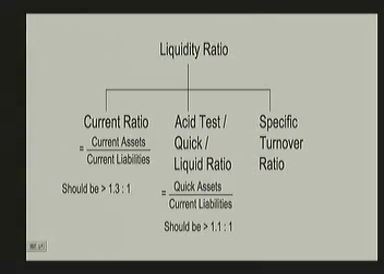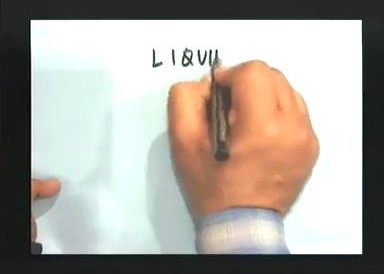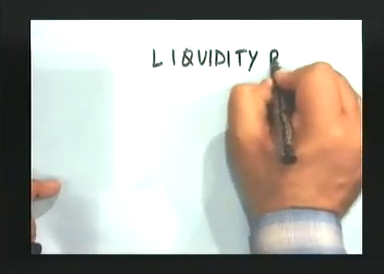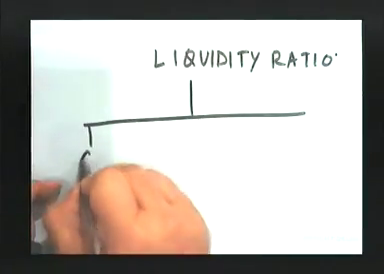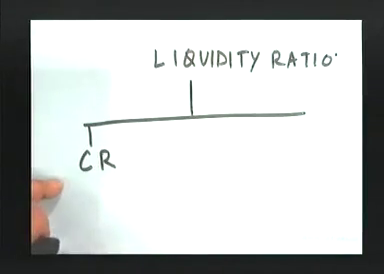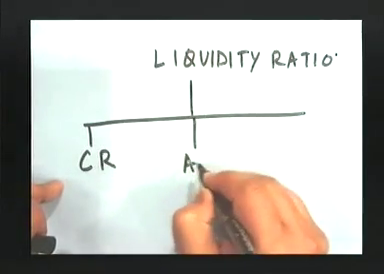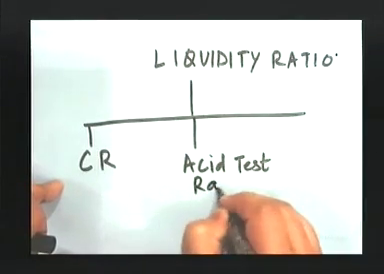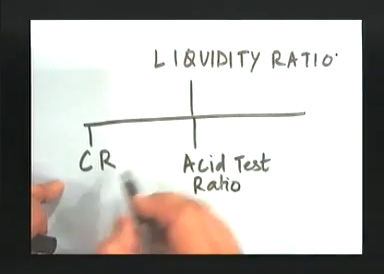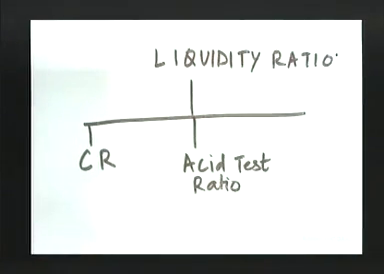For those of you who are not able to see, I will write it here, so do not worry. This is under liquidity ratio. Here you have current ratio, we call this as CR, and here you have acid test ratio. So, these are the two main things, current ratio and acid test. They are also sometimes known as quick ratio or liquid ratio.